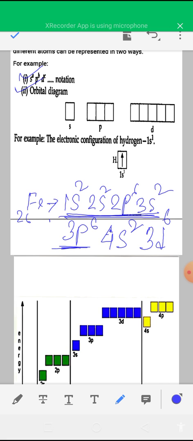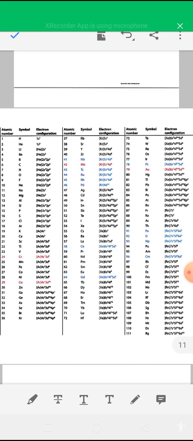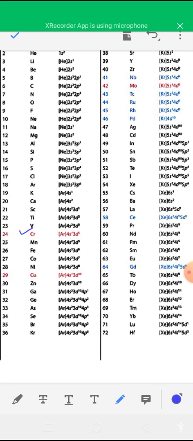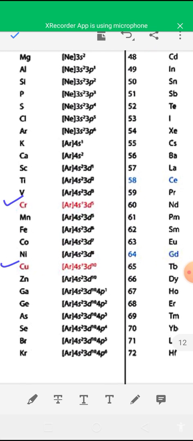So you can also write the electronic configuration of Fe like this: argon, up to 18, then 4s2 3d6. The electronic configurations of different elements are given here, you can check. Some exceptional electronic configurations are also given, highlighted here: the electronic configurations of chromium and copper. Chromium and copper have exceptional electronic configurations. It is given here, you can see.